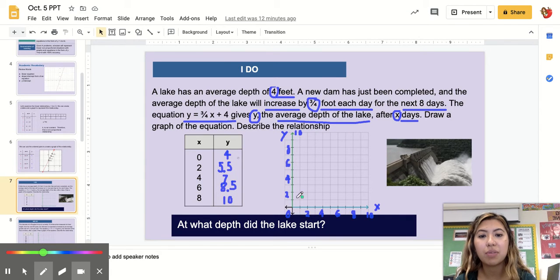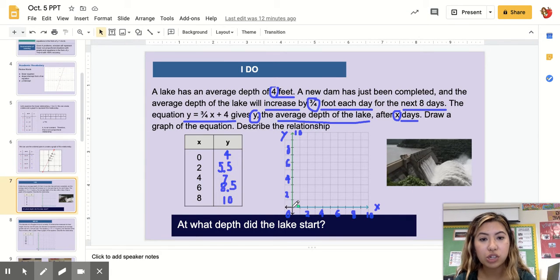So we have 0, 4. So starting at the origin, I'm moving 4 units up. Then we have 2, 5.5. So starting at the origin, 2 units to the right, 5.5 units up. So if this is 5, this is 6, 5.5 will be in between. Then we have 4, 7. So starting at 0, moving 4 units to the right, 7 units up.